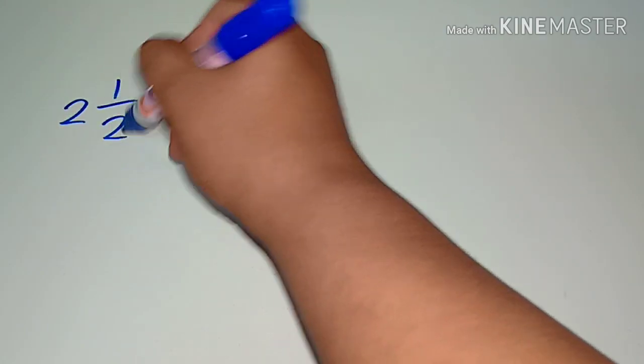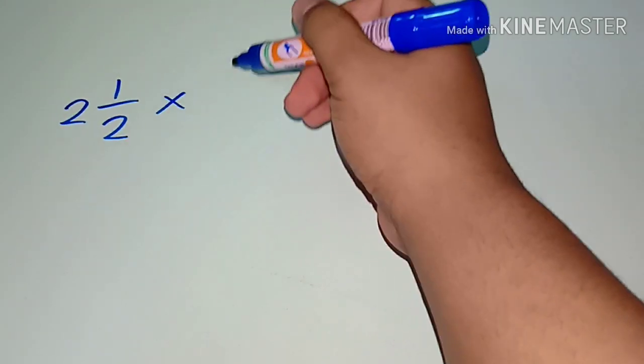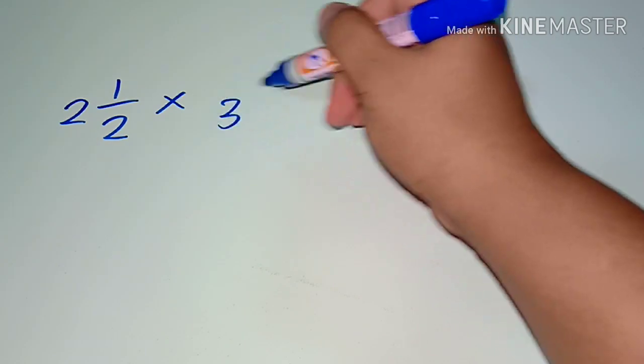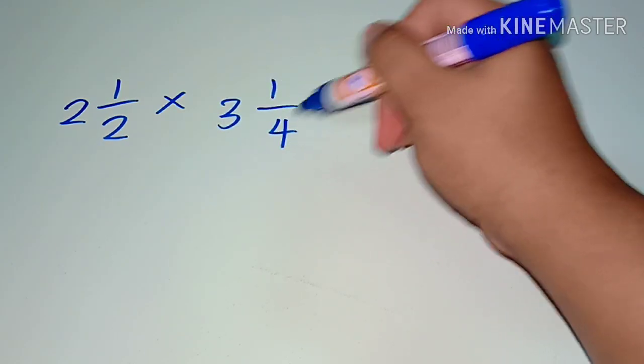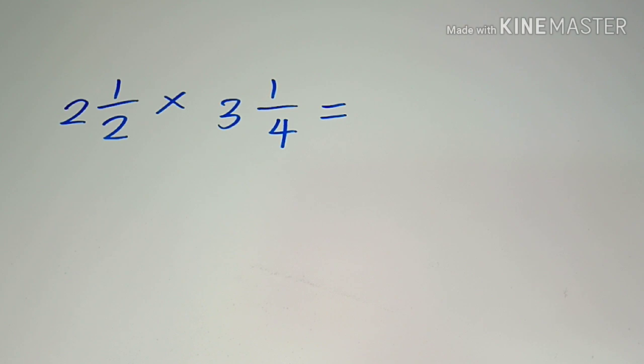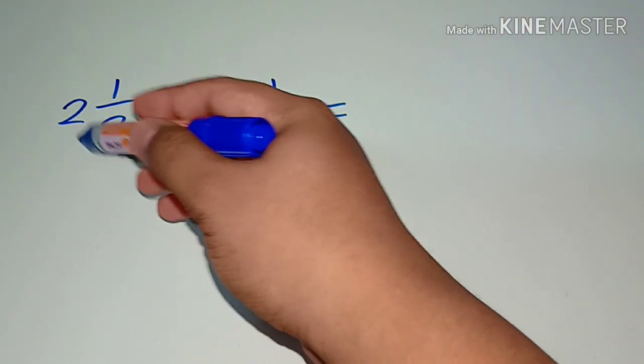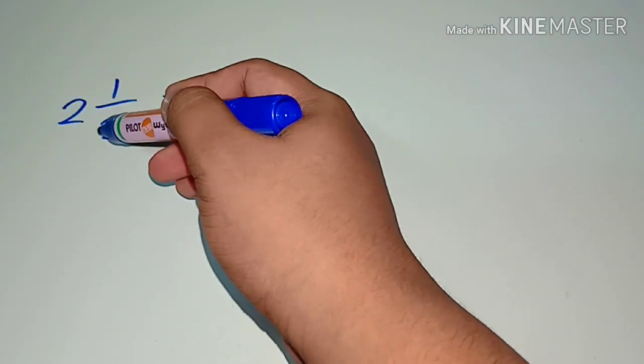And the last example is, what if the fractions involved are mixed numbers? So we have 2 and 1/2 multiplied by 3 and 1/4. So of course you cannot just multiply them right away. It would be better if we transform them into improper fractions. And how do we transform them into improper fractions? You just multiply, then add, and copy the denominator.